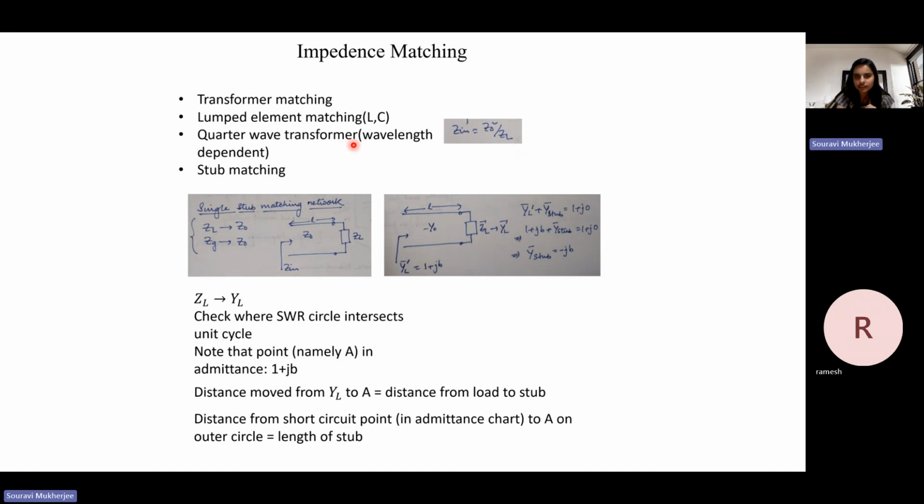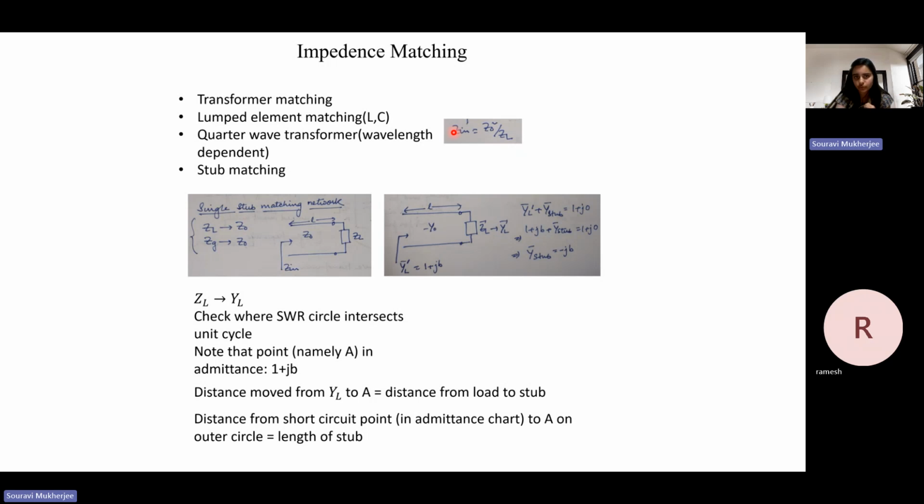So for this was the relation. In each such section, if you know the ZL and you know the Z naught, you can choose your input impedance accordingly. If you want a certain input impedance, you can use another combination of Z naught and ZL at that end to get a certain Z in. So all these kinds of combinations can be done.